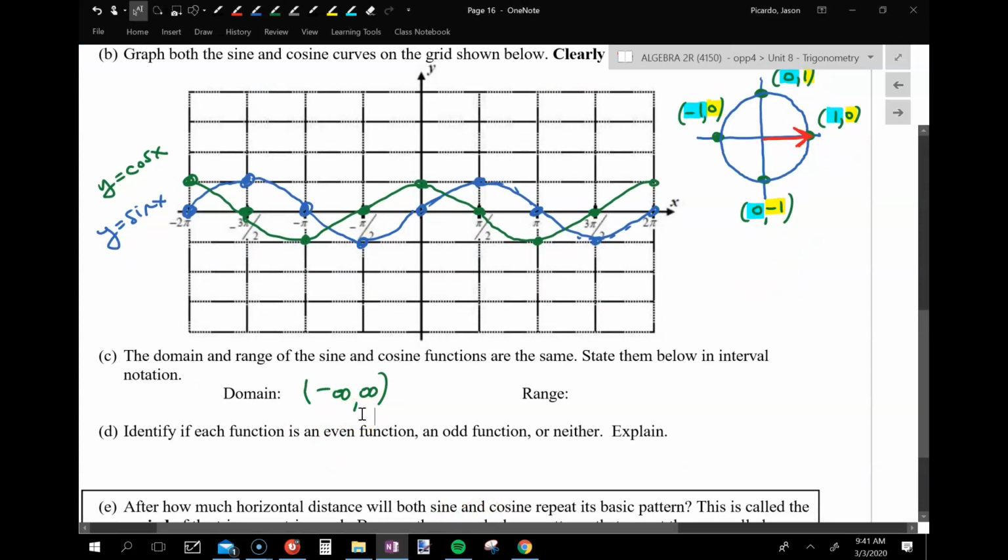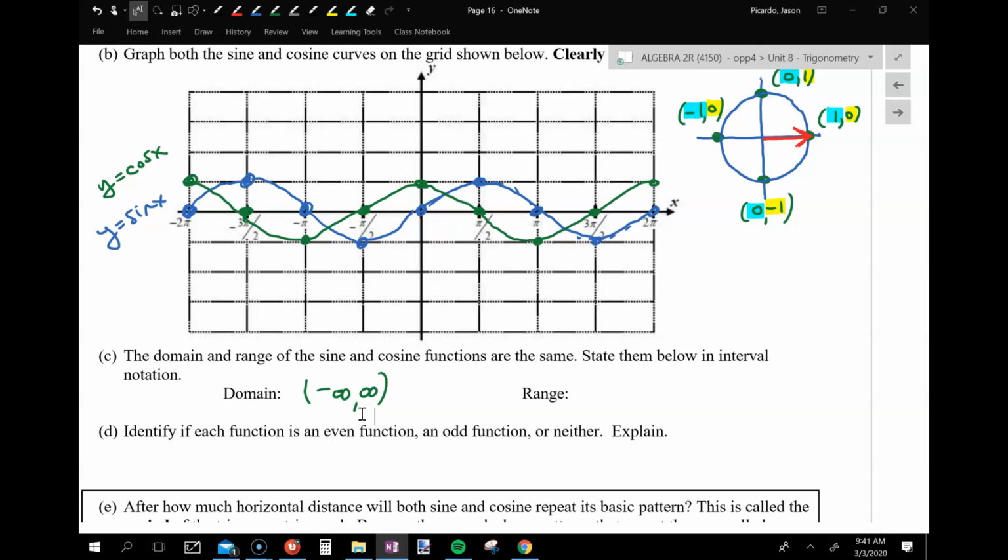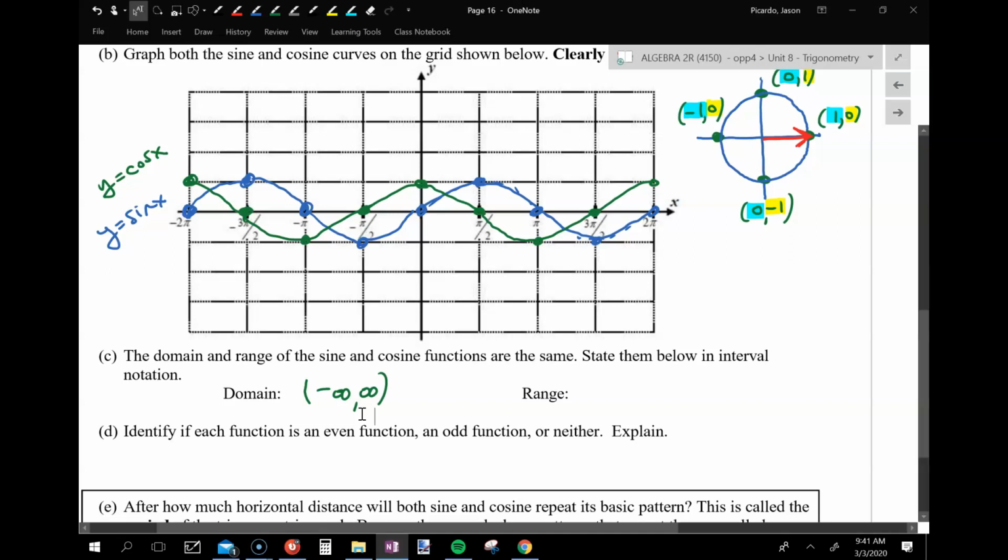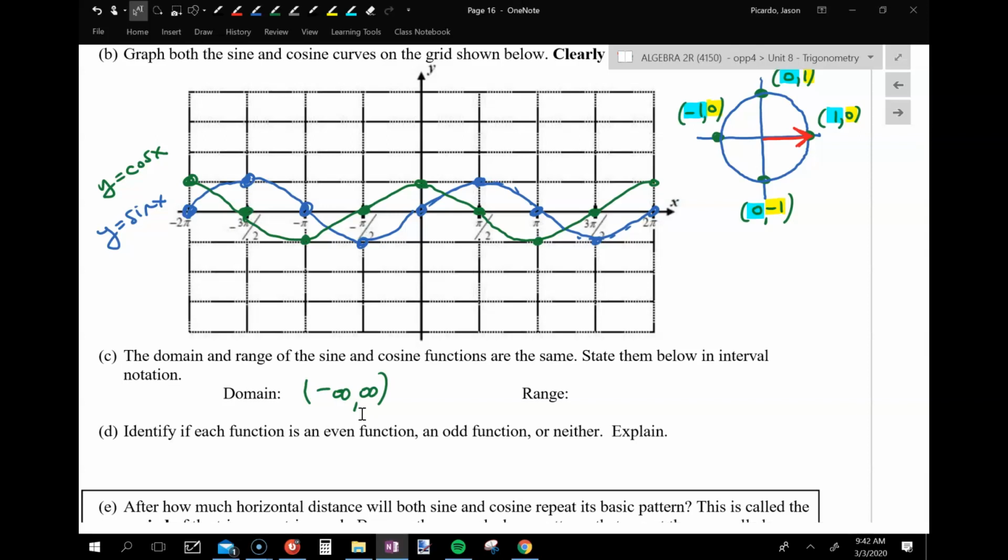Did we create a complete graph, or are there more graphs that I could sketch? I could keep going, right? And this pattern would just keep going forever and ever and ever, right? I did the slinky in here, right? I didn't do the slinky in here? Oh, okay. Let me do the slinky.